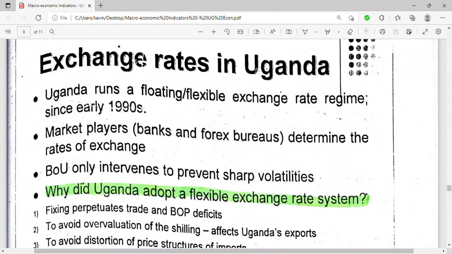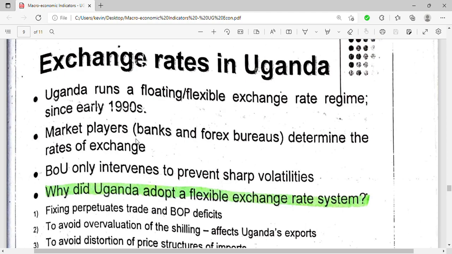Let's look at another macroeconomic indicator, which is exchange rates in Uganda. Exchange rate. Uganda has run a floating or flexible exchange rate regime since the early 1990s. Our exchange rate is floating; it depends on the market forces of demand and supply. It's ever changing depending on the market forces of demand and supply.